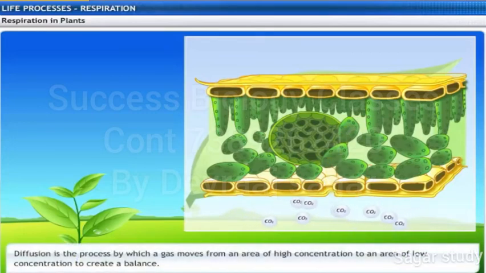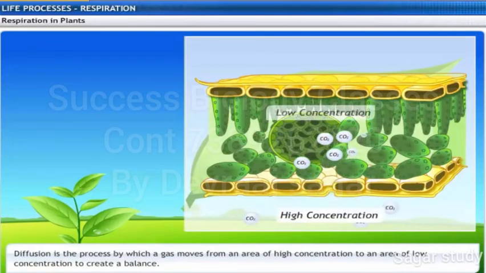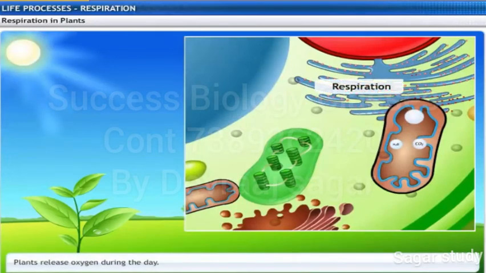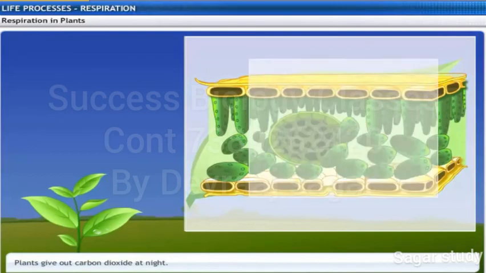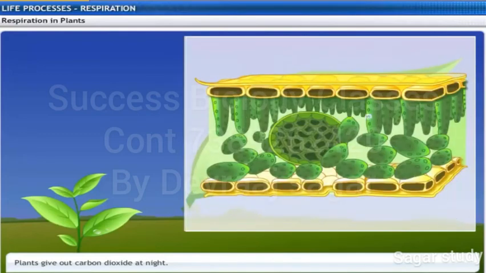Diffusion is the process by which a gas from an area of high concentration will move to an area of relatively low concentration until an equilibrium is reached. During the day, carbon dioxide generated during respiration is used up for photosynthesis. Therefore, carbon dioxide is not released. Instead, oxygen is released as a result of photosynthesis. At night, photosynthesis does not occur, but respiration continues. Therefore, only carbon dioxide is released.